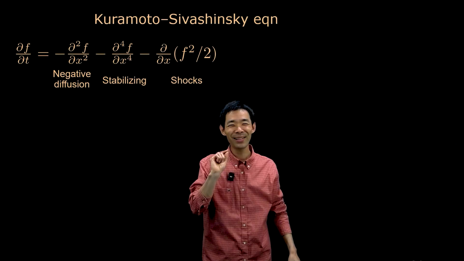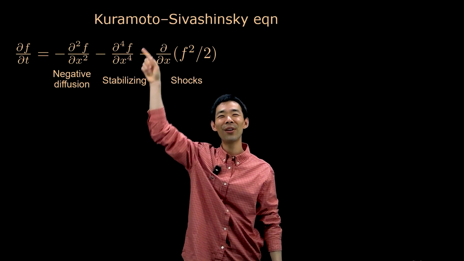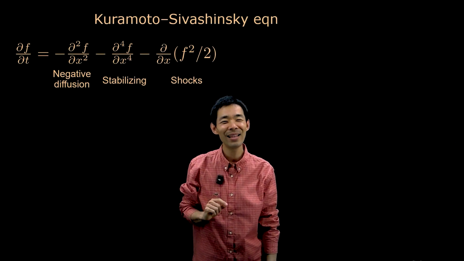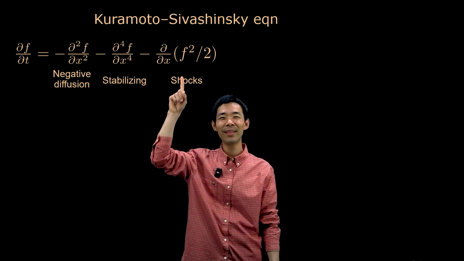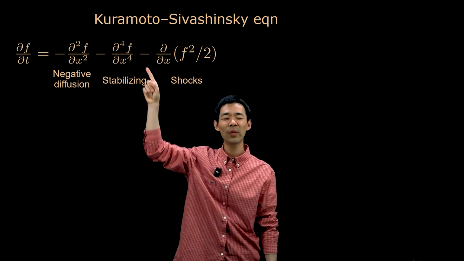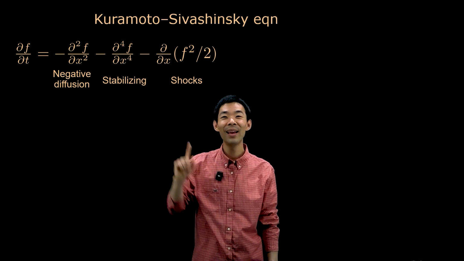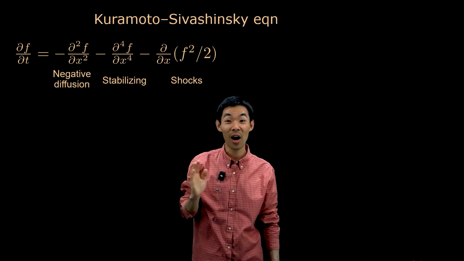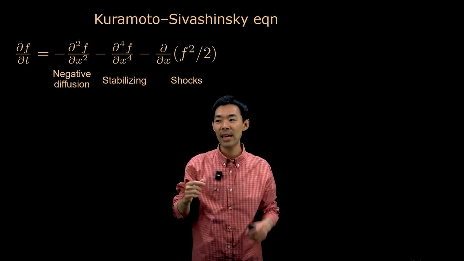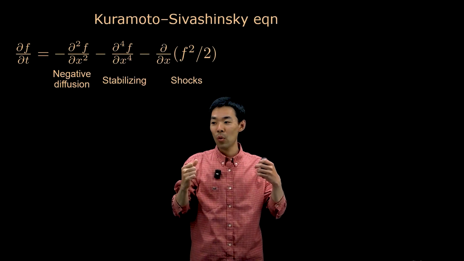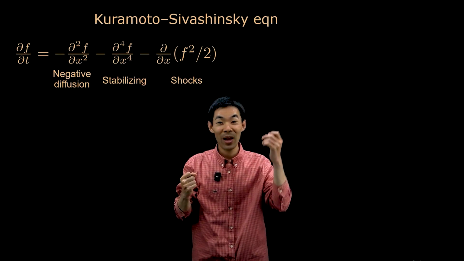Now, the last term is this term over here on the right. This is a nonlinear term. This term is a partial derivative with respect to x of f squared. This term represents shocks. You often find this in wave equations or nonlinear wave equations.